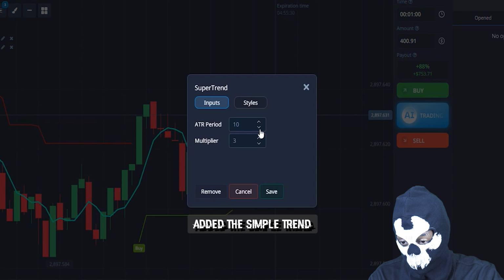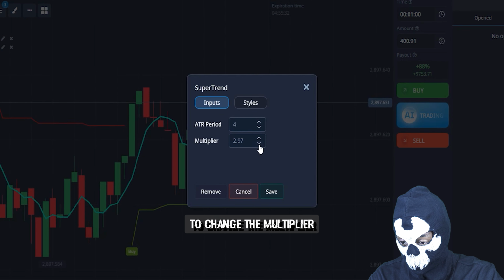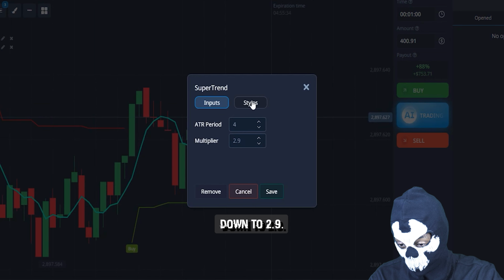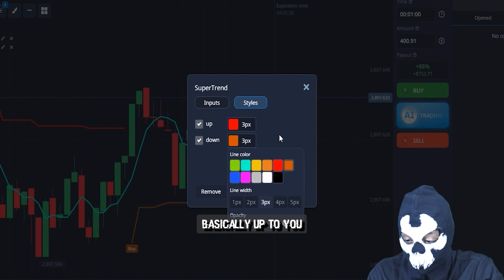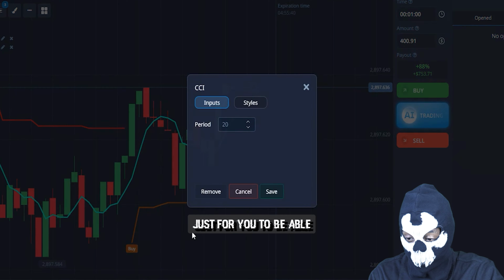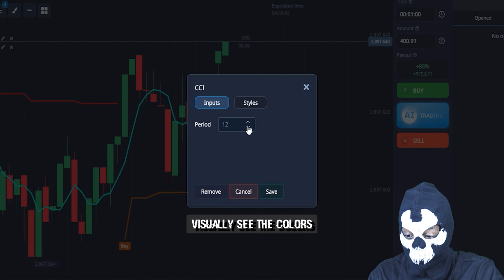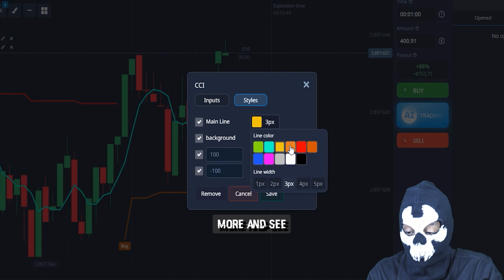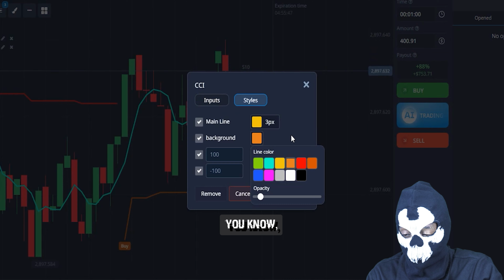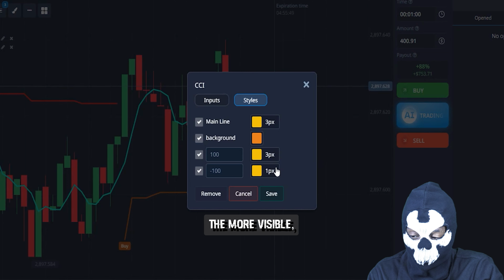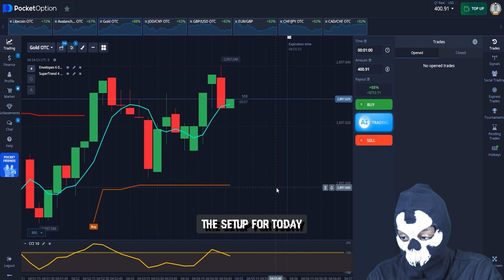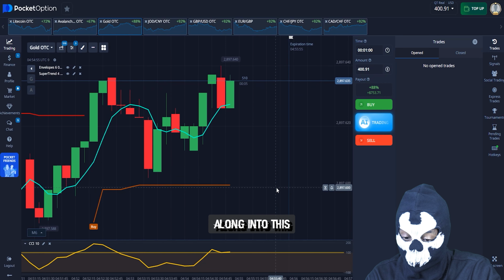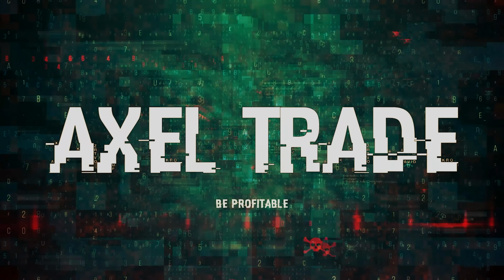So I want to edit the super trend tool, change the multiplier down to 2.9. You can also change the colors. That's basically up to you, just for you to be able to visually see the colors and lines more, so they're more visible, you know what I mean? So this is basically the setup for today. I'm going to enter with this setup and get the bag.